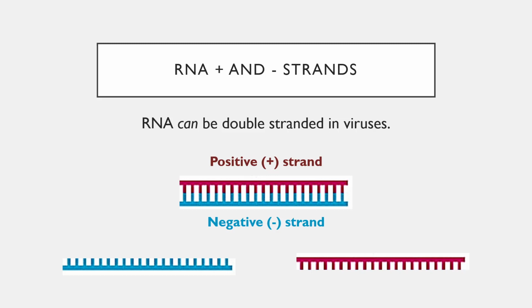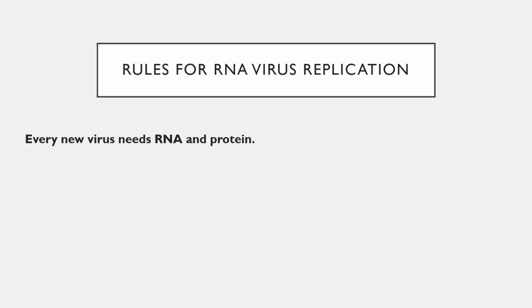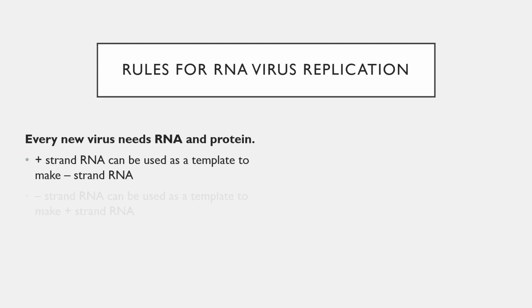There are a couple of rules that, if you know these rules, you should be able to figure out how an RNA virus replicates based upon what type of strand it has. So keep in mind that when new virions of RNA viruses are being made, there are two main ingredients that the cell needs to produce to generate these viruses. They need to make more RNA pieces, and they need to make more proteins to create the capsid that encases them. Plus strand RNA can be used as a template to make minus strand RNA. And likewise, minus strand RNA can be used as a template to make plus strand RNA.